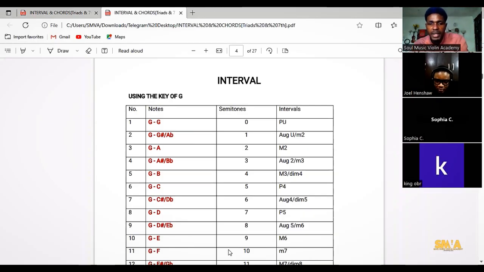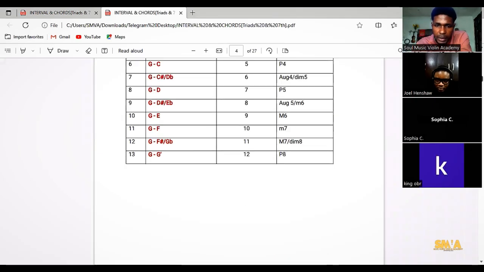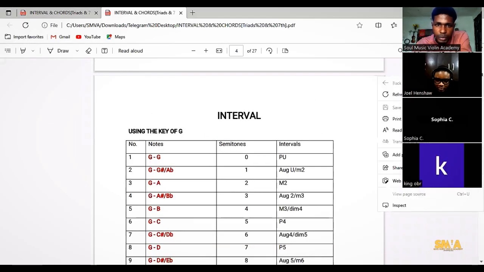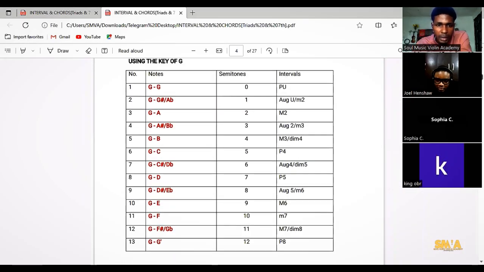G to E is a major sixth. G to F is a minor seventh. Let me go down a bit. Okay. G to F sharp or G flat is a major seventh or diminished eighth. Then G to the higher octave G is a perfect octave. That's perfect eighth.